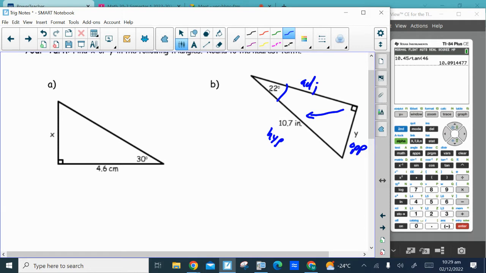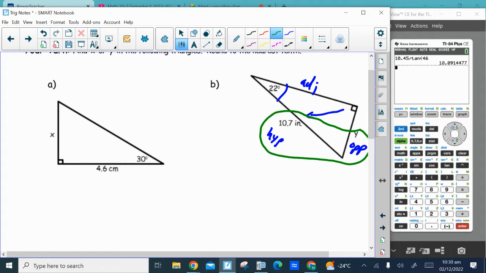This is how we've always labeled our triangles. Start with the hypotenuse. Then look and see which angle you're working with. Side across from that is the opposite. Third side is the adjacent. In this case, we use the opposite and the hypotenuse. We're given the hypotenuse. That's our 10.7. We're trying to find the length of y. That's the opposite side.